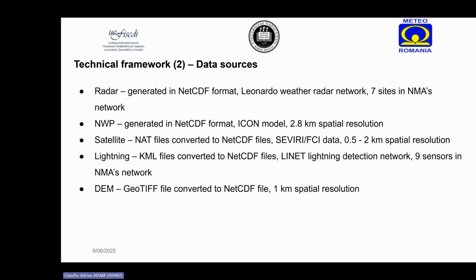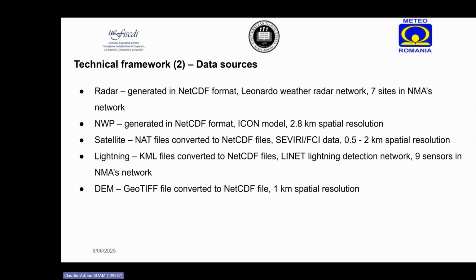For the lightning data, these were KML files, or CSV files, let's say. These were not maps. These were the first data type that was not a map, a matrix, let's say. These were points in a CSV file that we had to create as maps so we can fit them to the model. These were gathered using 9 sensors in the NMA's lightning detection network. And as for the digital elevation model, these were GeoTIFF files converted to NetCDF at 1 kilometer spatial resolution.